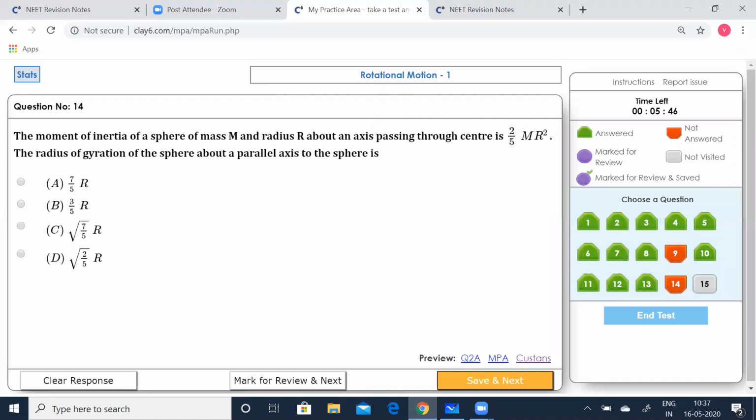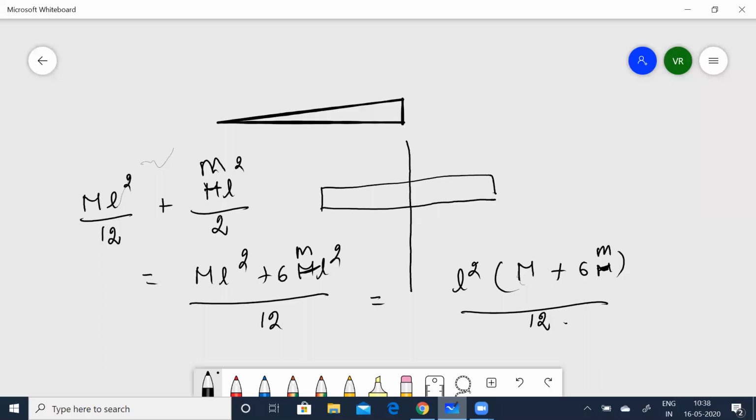Question number 14. The moment of inertia of a sphere of mass m and radius r about an axis passing through center is 2 by 5 m r squared. The radius of gyration of the sphere about a parallel axis to the sphere is? Let's quickly solve that.